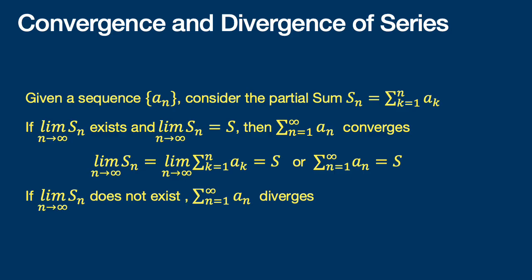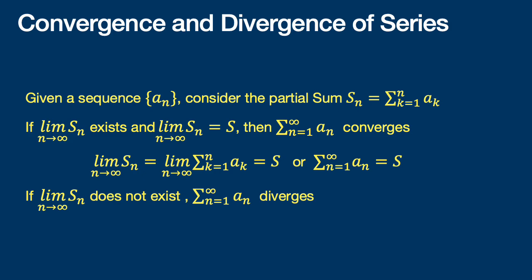In previous slides, we illustrated the limit of partial sum. Here is the formal definition of convergence or divergence of a series. Given a sequence a_n, consider the partial sum S_n, meaning you sum up the sequence from the first to the nth term, sigma k equals 1 to n of a_k. If this limit of partial sum exists, we can find the limit of partial sum, that's going to be S. Then we say this series converges.